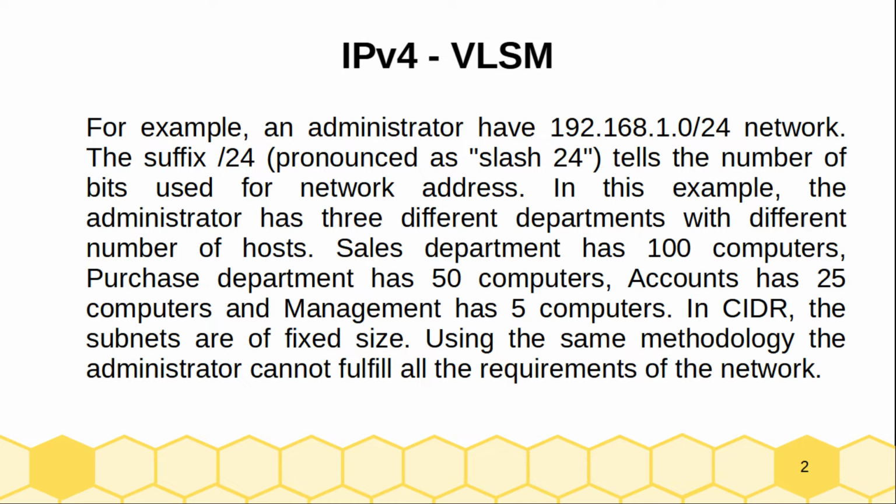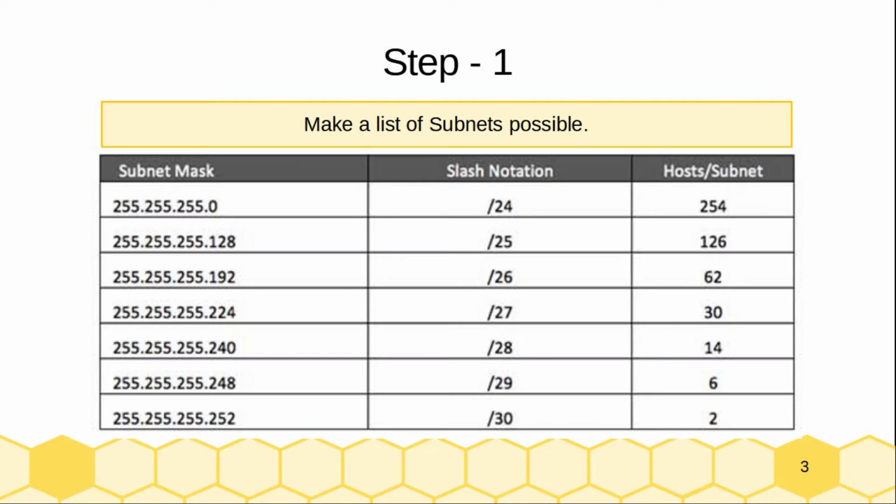In CIDR, classless interdomain routing, the subnets are a fixed size. Using the same methodology, the administrator can't fulfill all the requirements of the network. For that, the following procedure shows how VLSM can be used in order to allocate department-wise IP addresses as mentioned in this example. The first stage will be to make a list of possible subnets.